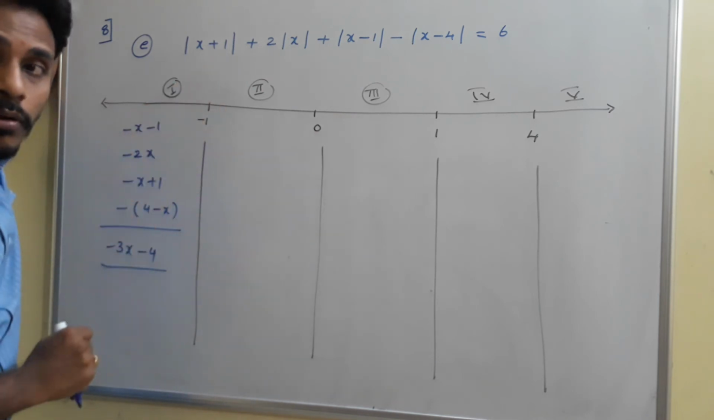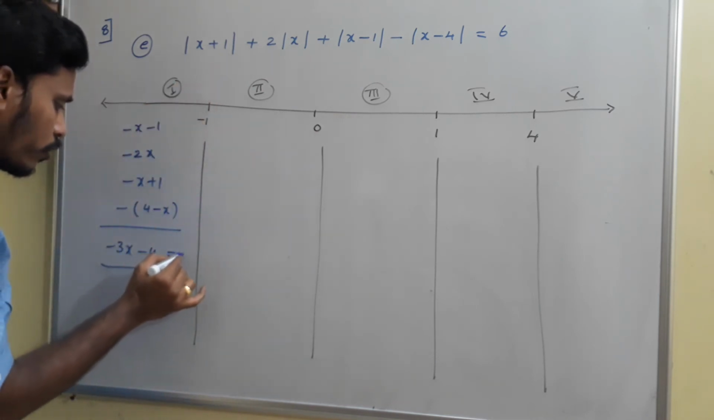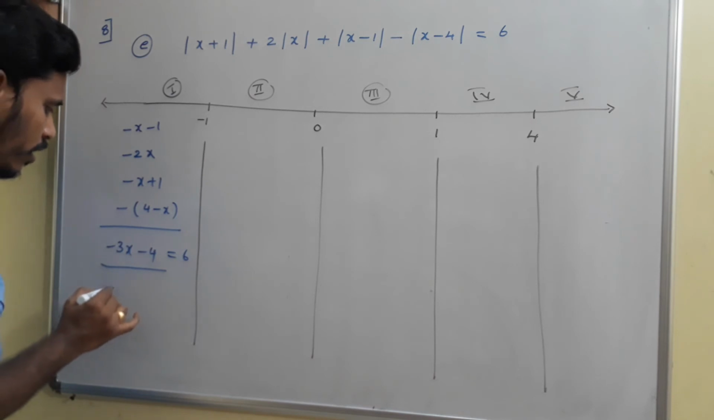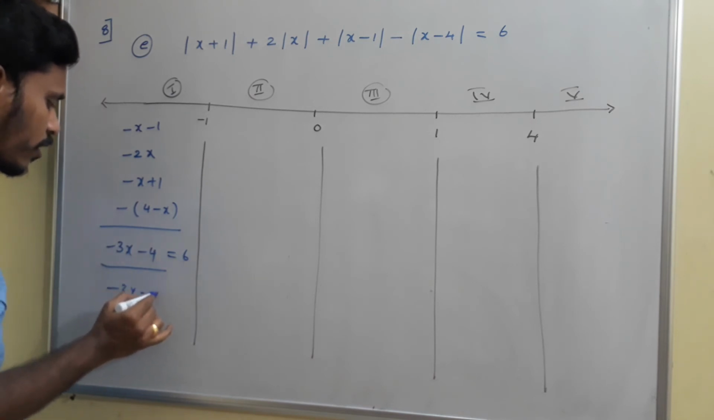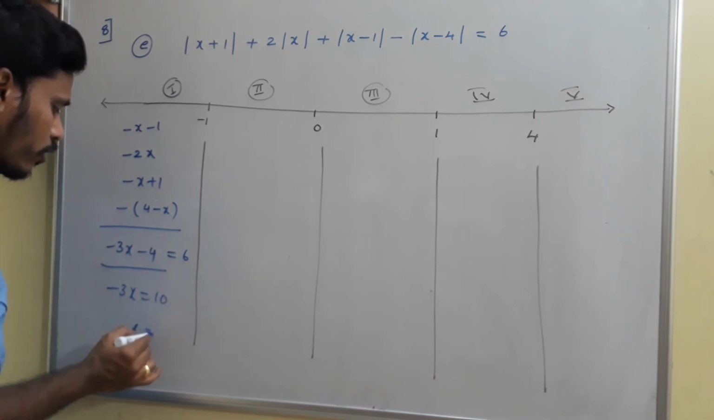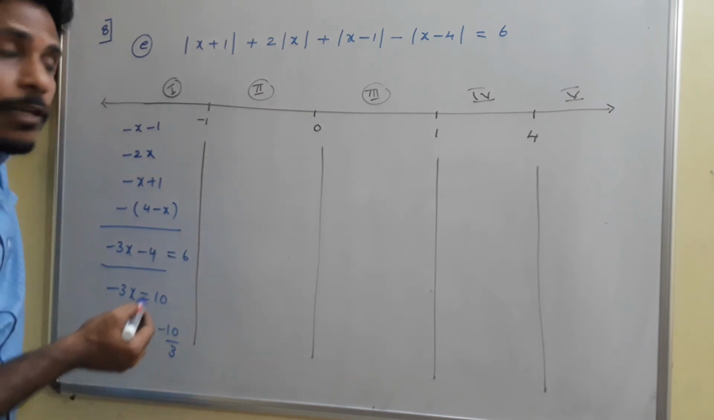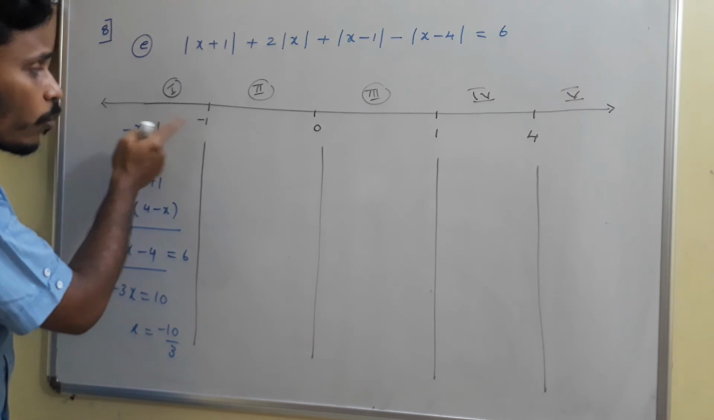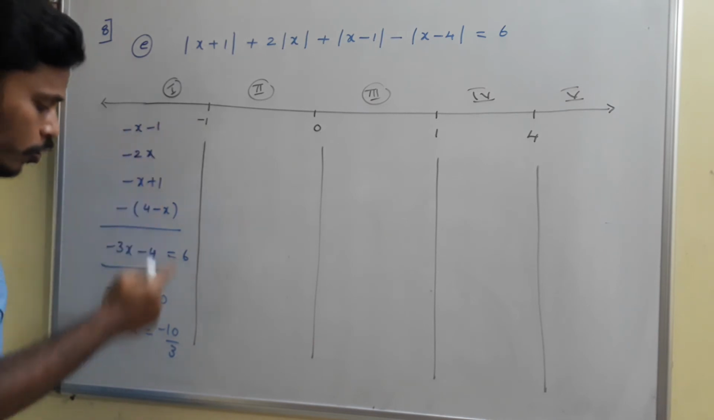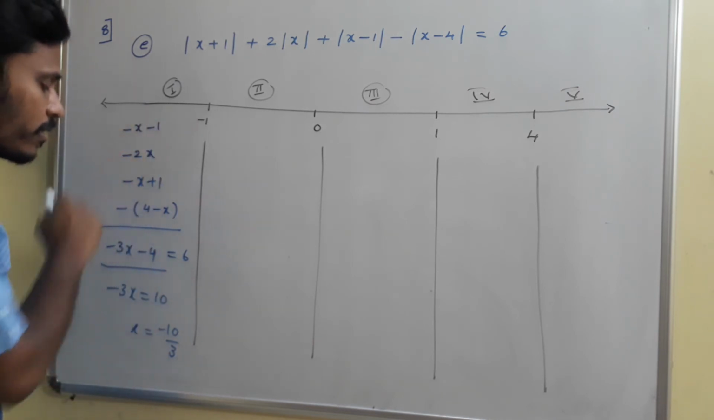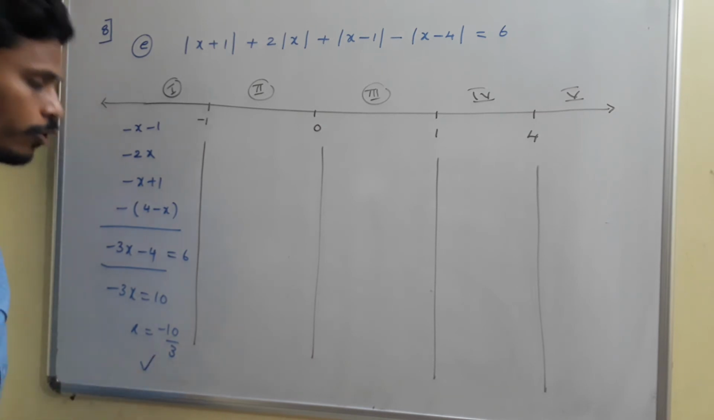Then we need to equalize it to 6. So this is equal to 6. Since this is equal to 6, minus 3x is equal to 10 and x is equal to minus 10 by 3. Minus 10 by 3 is minus 3 point something, and for sure that value is to the left of minus 1. So minus 10 by 3 is a number which is less than minus 1. So this is one solution.